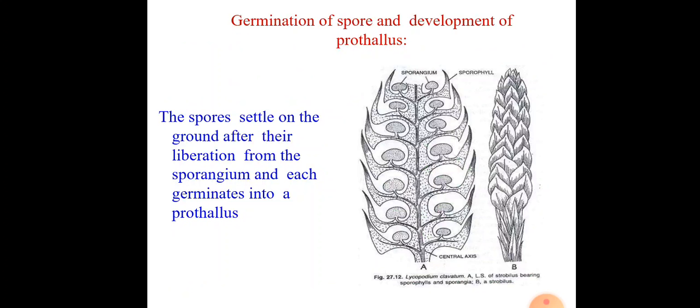And the germination of the spores and development of the prothallus. The spores settle on the ground after their liberation from the sporangium, and from germination they form the prothallus. So we can see that on each and every branch, the strobilus has the sporophylls. The sporophyll covers the spores as the sporangium, and the sporangium develops and consists of the spores.